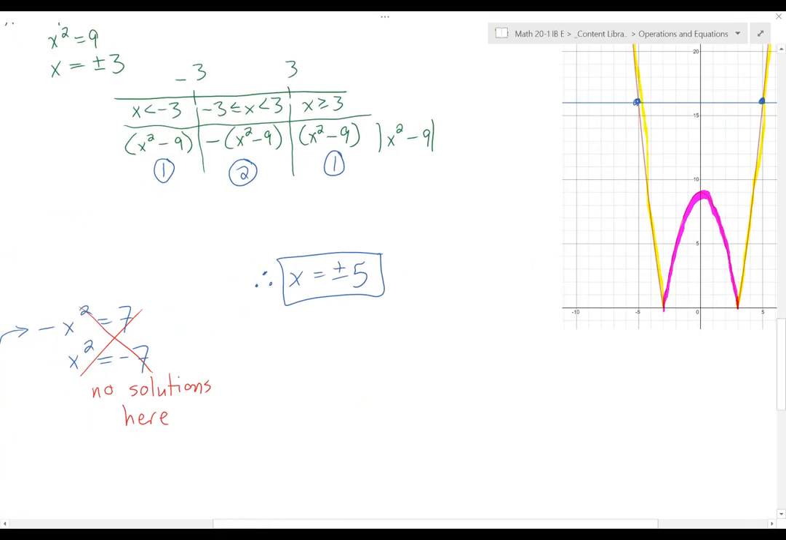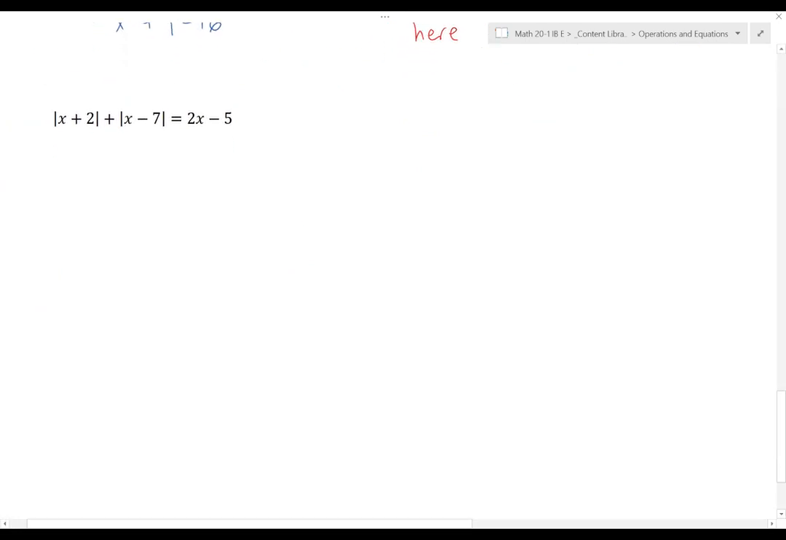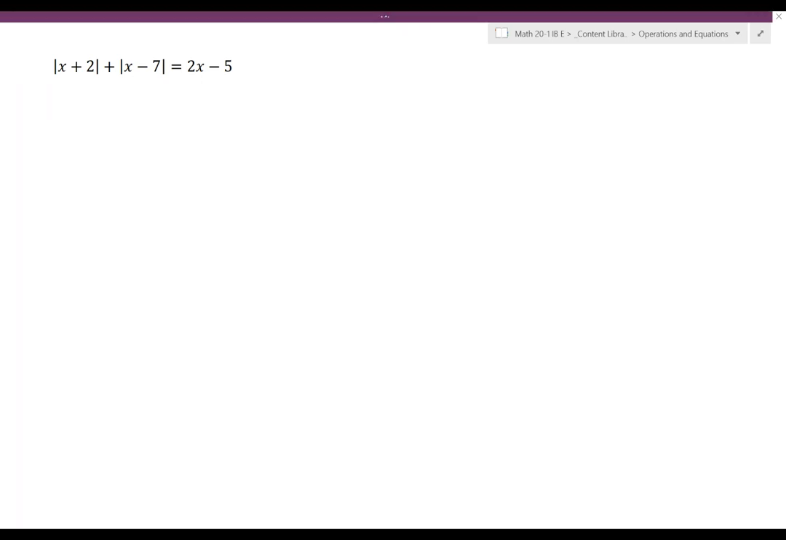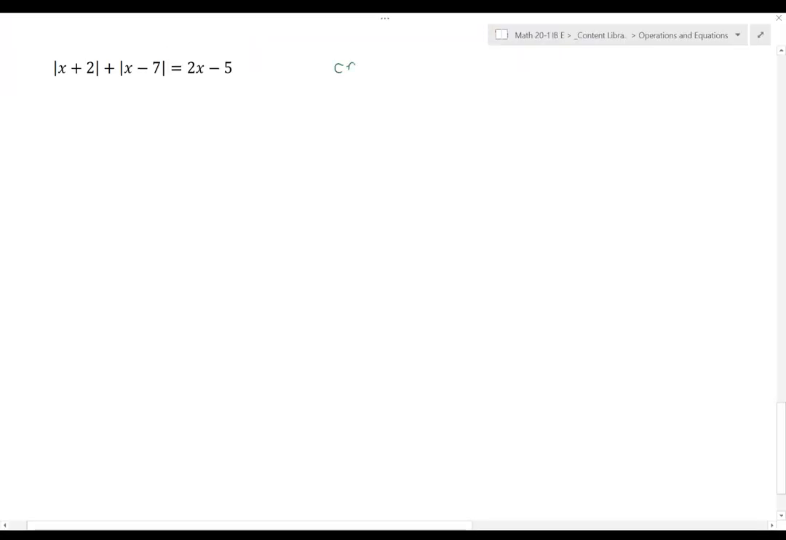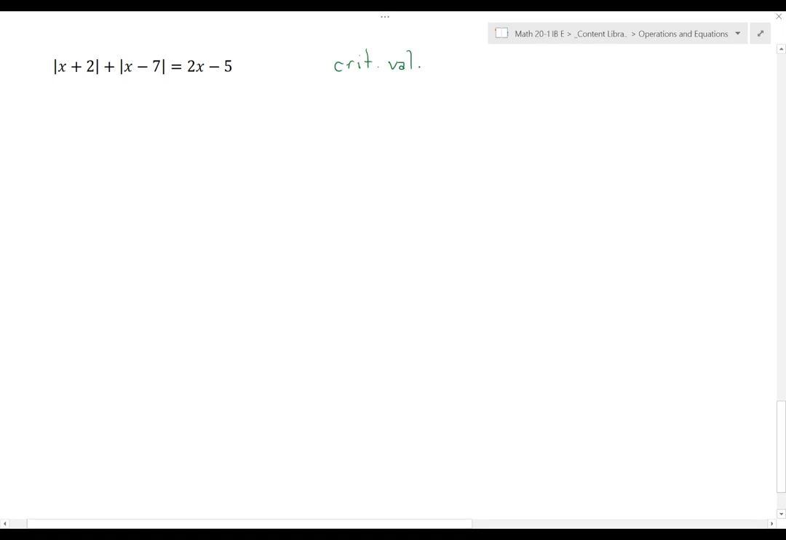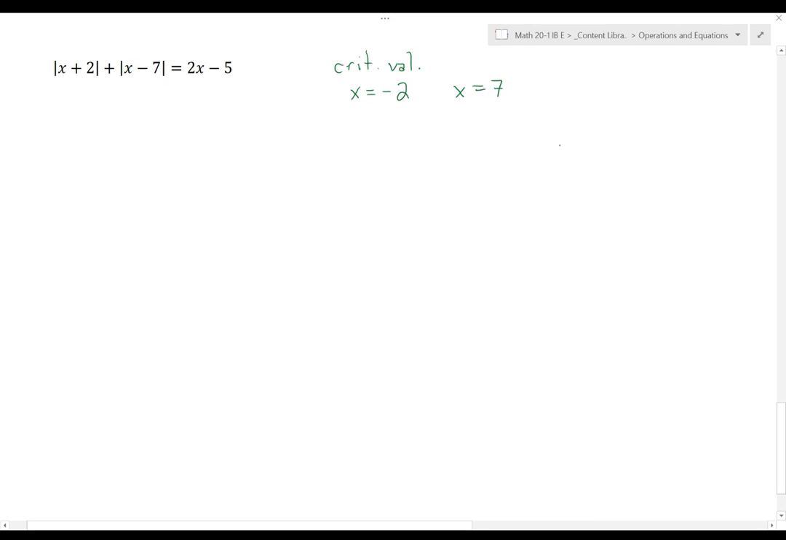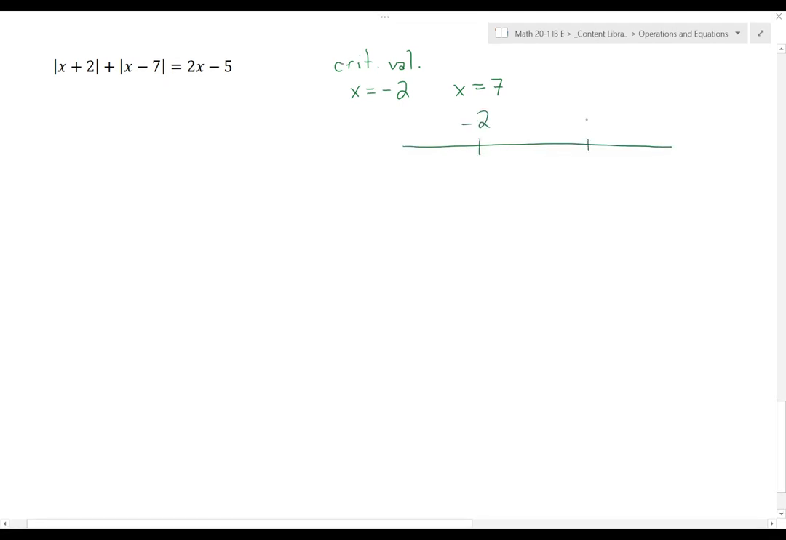Moving on to one last example where a couple of interesting things are going to happen, and we'll be able to see graphically where extraneous roots come from. So we've seen in the last two examples graphically why we get intervals with no solution and what that looks like. But here we'll see why we can actually get a solution that isn't really a solution. So our critical values here, well, the first absolute value expression x plus 2 is equal to 0 if x equals negative 2. And the second one, absolute value of x minus 7, is equal to 0 if x equals 7. So these are my two critical values, negative 2 and 7.